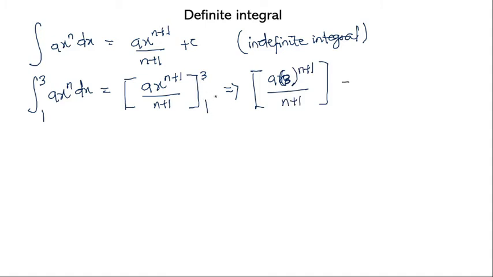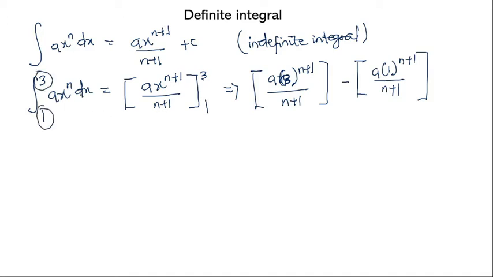Then minus, we subtract the lower one from it, so that will be a multiplied by 1 raised to the power n plus 1 all over n plus 1. So this is the format it goes. That is, we have a limit to the integral that we now have. That is, we are integrating from 1 to 3.